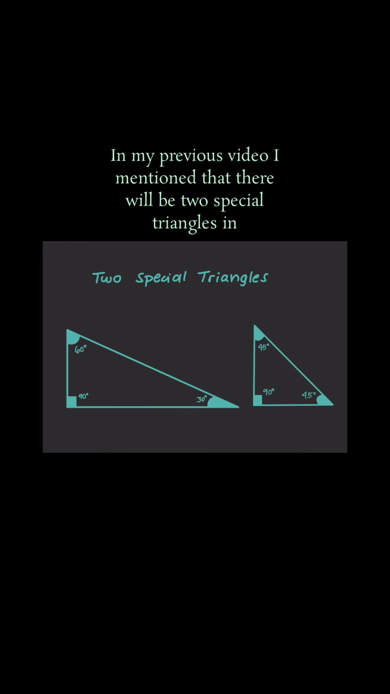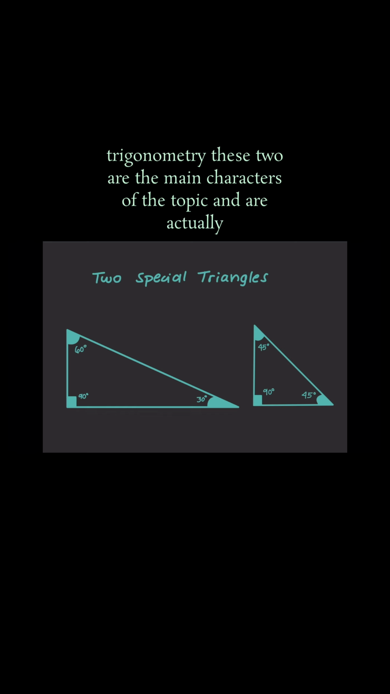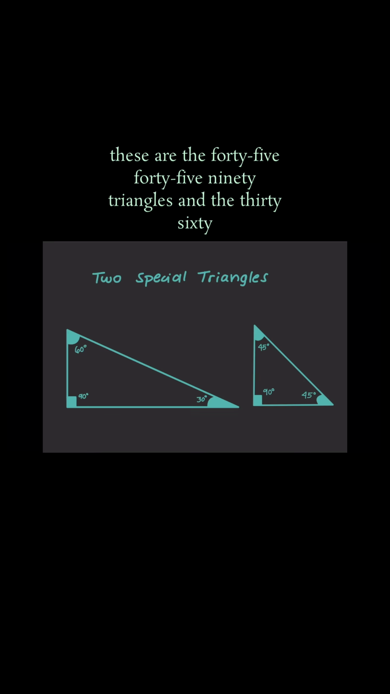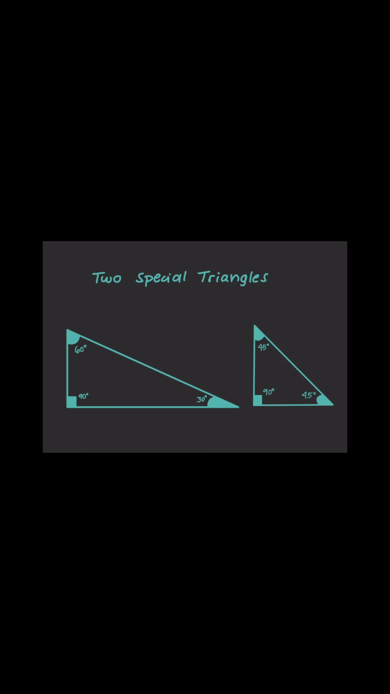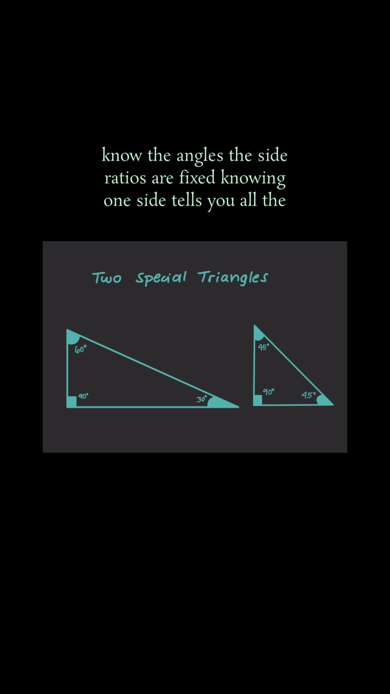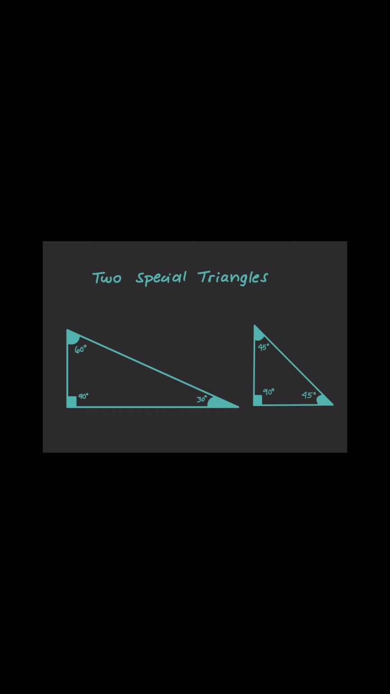In my previous video, I mentioned that there will be two special triangles in trigonometry. These two are the main characters of the topic and are actually traceable in the unit circle. These are the 45, 45, 90 triangles and the 30, 60, 90 triangles. They are also called special triangles because once you know the angles, the side ratios are fixed. Knowing one side tells you all the others.